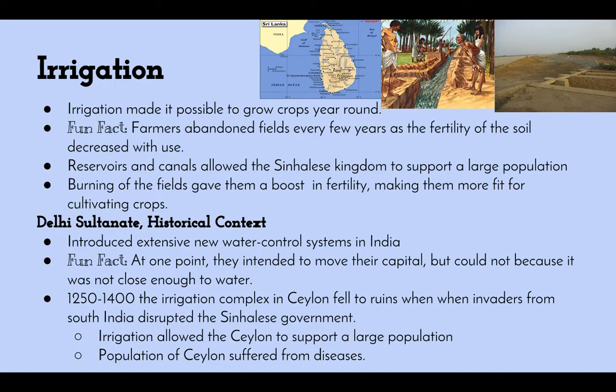So from about 1250 to 1400, the irrigation complex in Ceylon fell to ruins when invaders from South India interrupted the Sinhalese government. That's again in that Sri Lanka area. So irrigation allowed the Ceylon people to support a large population as well, and the population ended up suffering because of diseases.